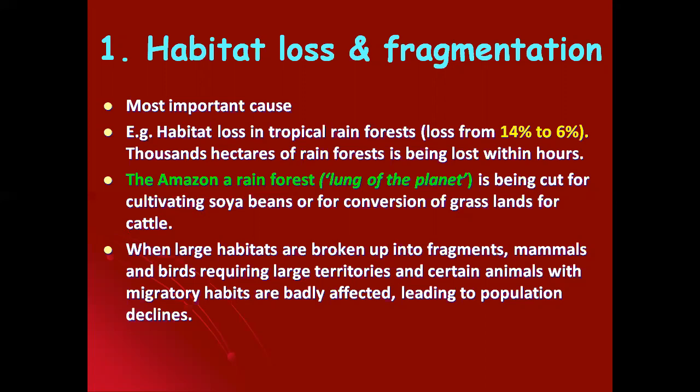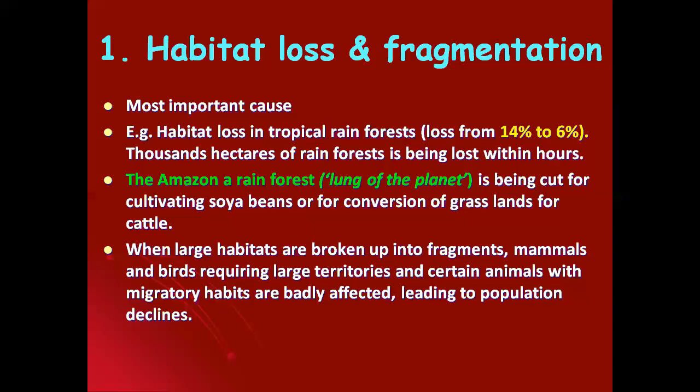Then when large habitats are broken up into fragments, the mammals and birds requiring large territories and certain animals with migratory habits are badly affected, leading to population declines. So fragmentation is also a common phenomenon, and we have a technical term for it. Continental drift, yesterday I said in evolution, means Australia separated from the remaining land and became an island. So this is also a kind of fragmentation. Such fragmentation requires thousands and millions of years, which is natural.